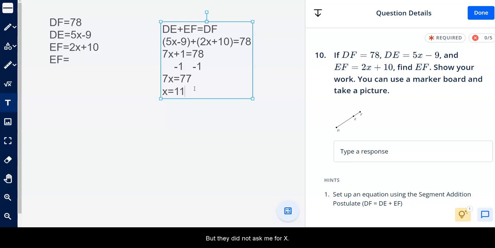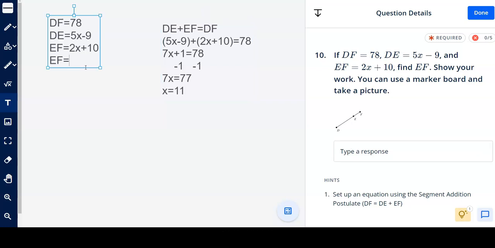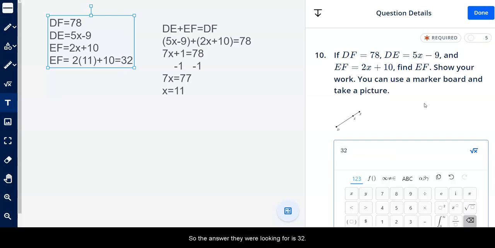But they did not ask me for x. They asked me for EF. So if you put 11, it probably only gave you partial credit. Okay, let's see. 2x, so 2 times 11 plus 10. 2 times 11 is 22, plus 10 is 32. So the answer they were looking for is 32.